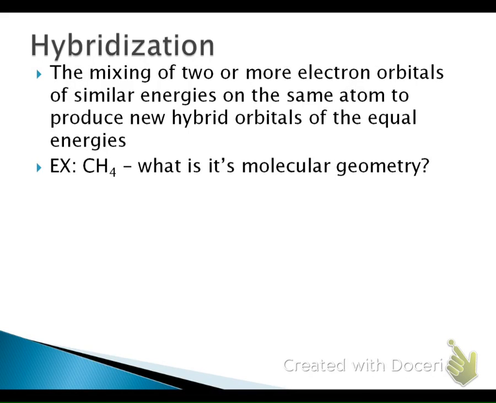Okay, so hybridization we know is a mixing of two new orbitals. How do we get to looking at two new orbitals? We need to find its molecular geometry. We need to look at its Lewis structure. Okay, so let's draw the Lewis structure for CH4 and find molecular geometry.